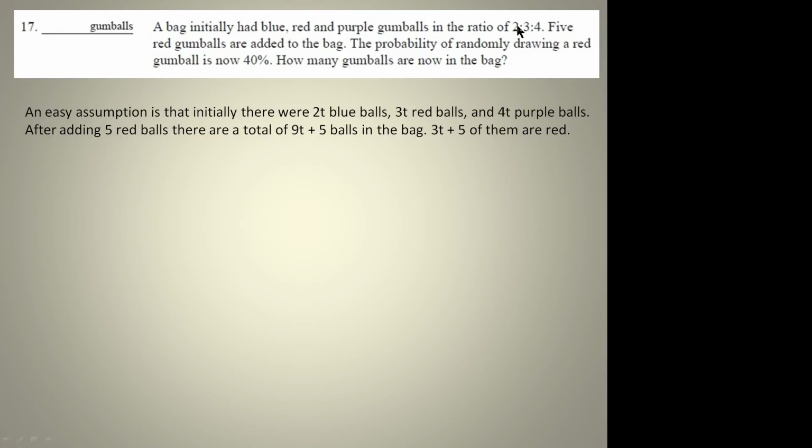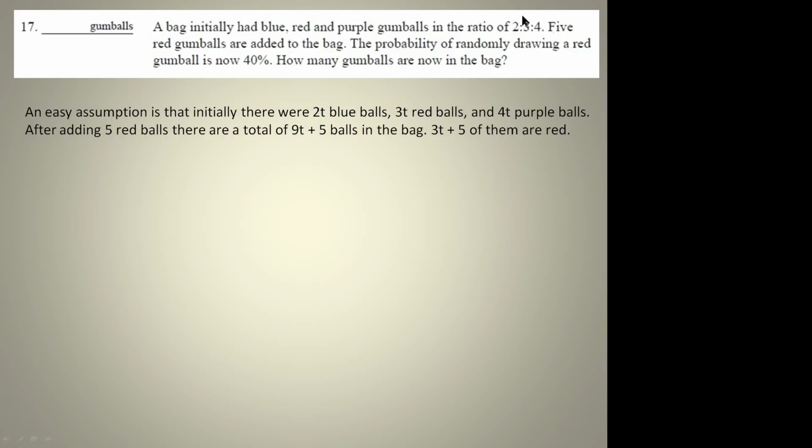But you will have 2 times a number, then 3 times the same number. Then the purple gumballs will be 4 times the same number. So we use the variable t here. So it will be 2t blue balls, 3t red balls, 4t purple balls, and adding them up, it will be 9t.